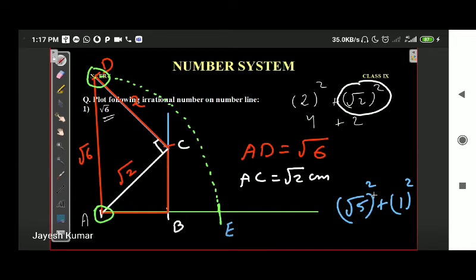Fine. And lastly, you will bring the line to the number line. Your number line is this horizontal line. You have to bring your line to the number line. Fine. Very good. Moving on.